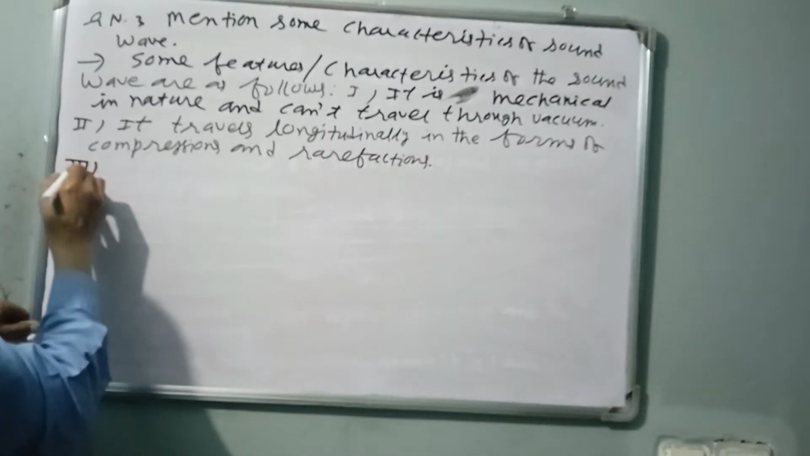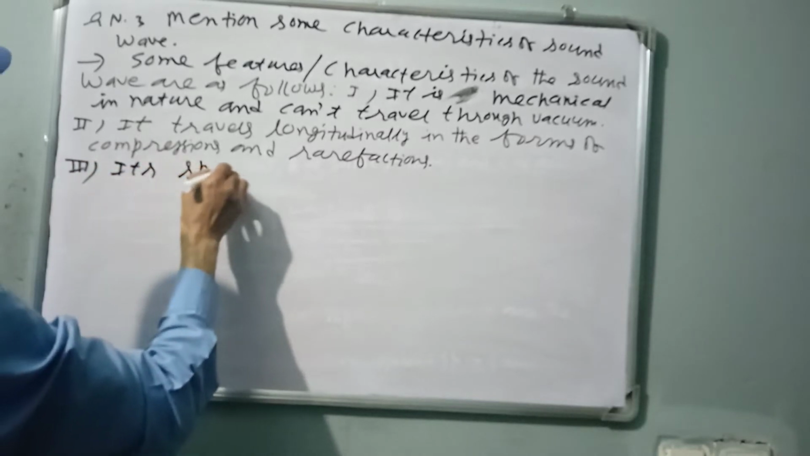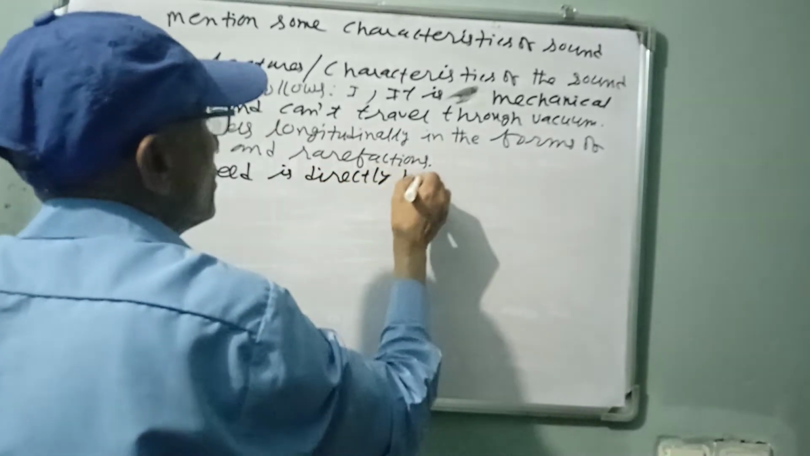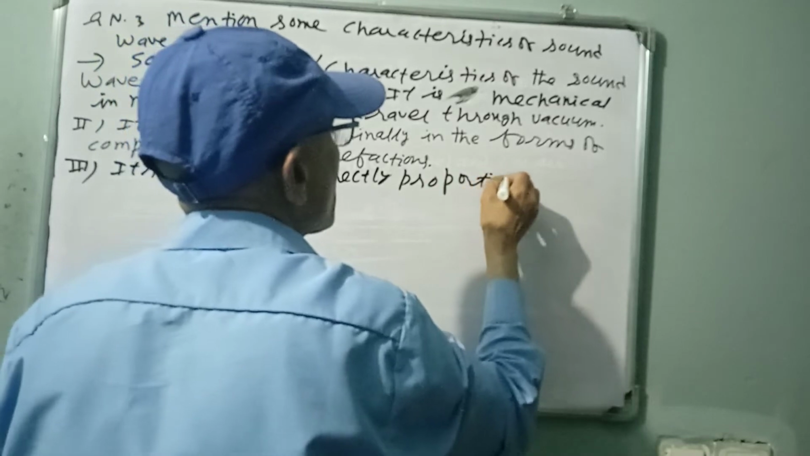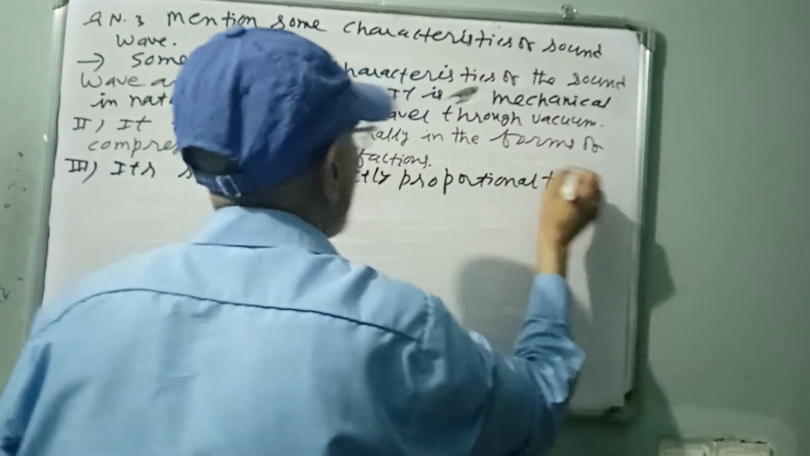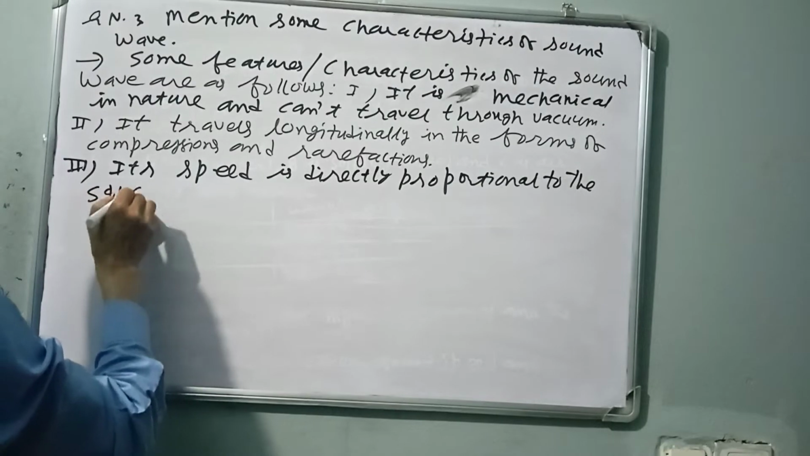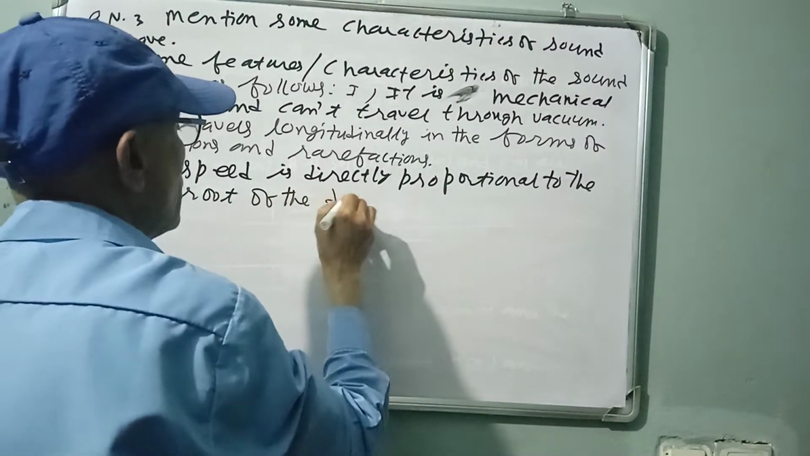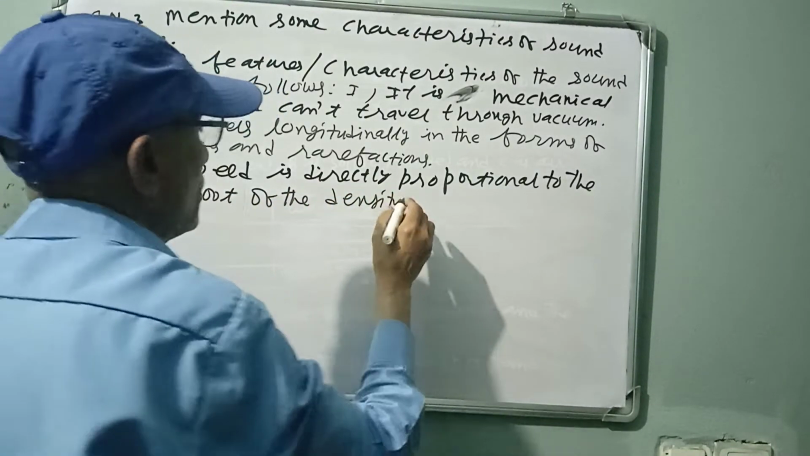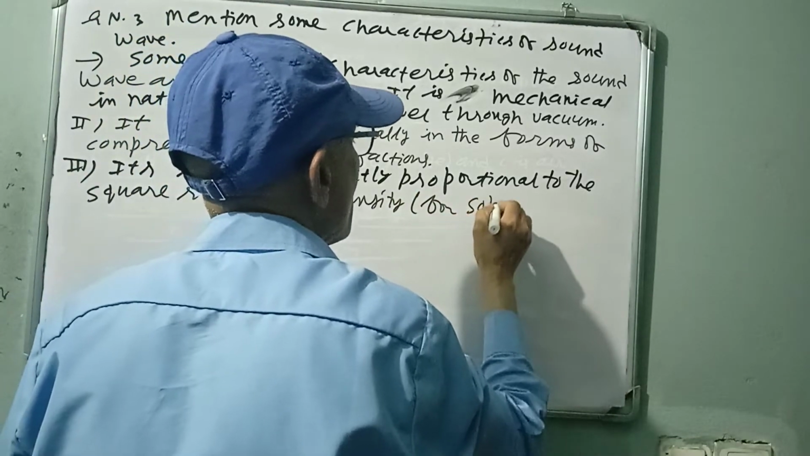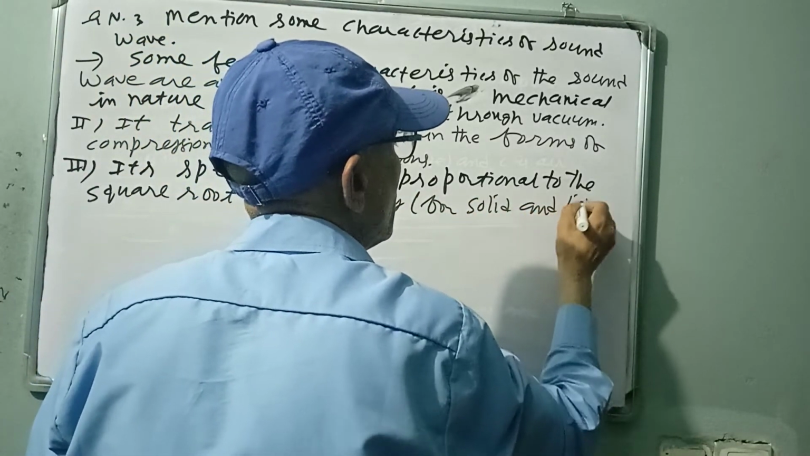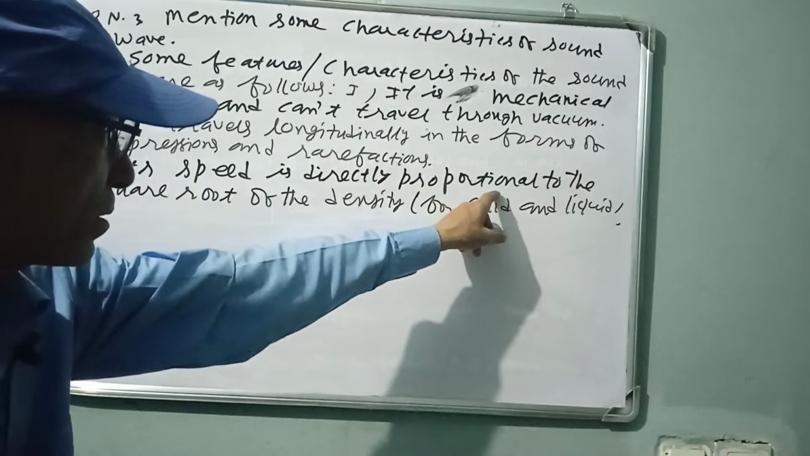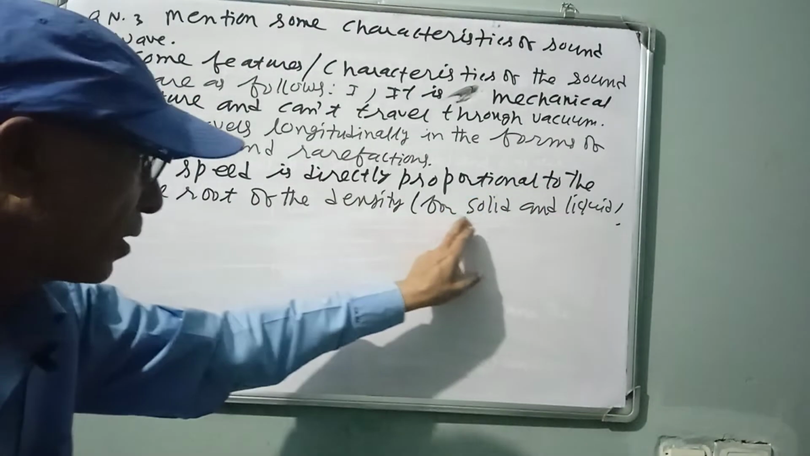Another, its speed is directly proportional to the square root of the density for solid and liquid. For solid and liquid, the speed of sound is directly proportional to the square root of the density of the solid and liquid.